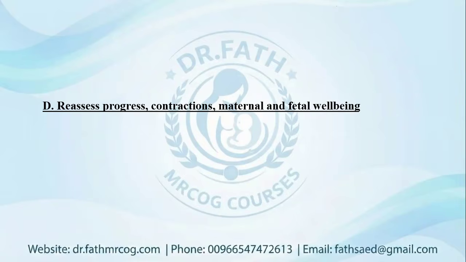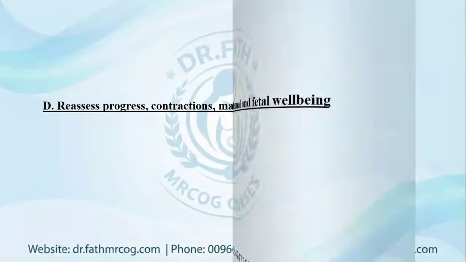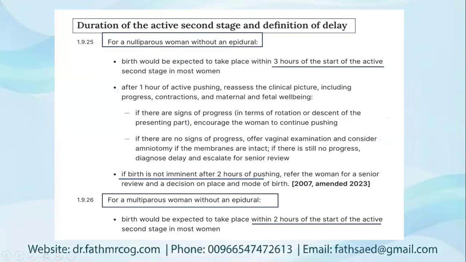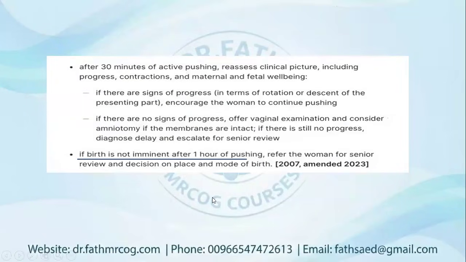And support the patient if she has an epidural, and let her take her time, whether she is nulliparous or multiparous. Multiparous has fewer hours, nulliparous has more hours. Here they tell me the duration of the active second stage of labor for a nulliparous woman without an epidural: birth would be expected to take place within 3 hours of the start of active second stage. That means if the patient is at 3 hours, I expect this patient to be delivered. For a multiparous woman, within 2 hours of the start of active pushing. Remember, we are adding 1 hour to the passive stage with epidural. So for the primigravida it is 3 hours, and for multiparous 2 hours, and the patient will deliver. If the patient has an epidural, it will be more hours because you add one passive hour: for multiparous 2 and 2, it will be 4 hours in total for the primigravida.